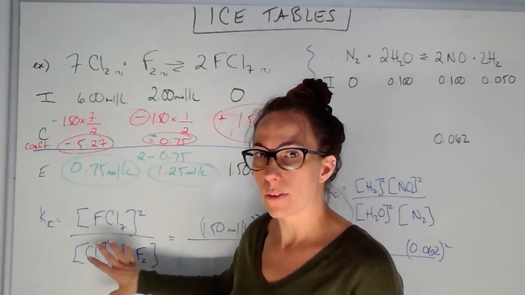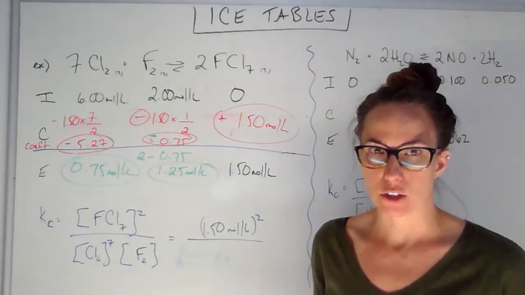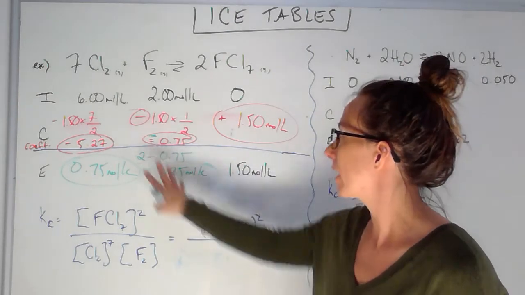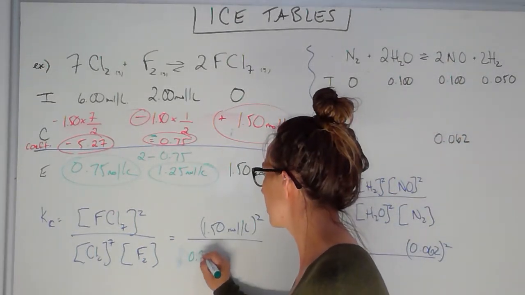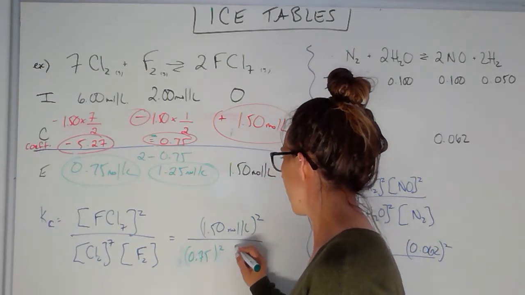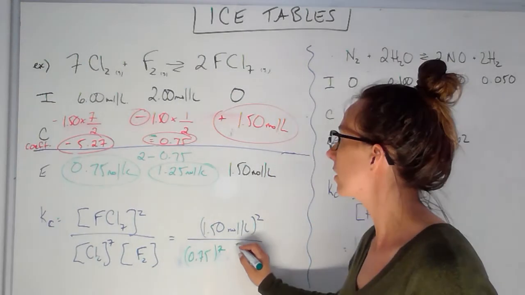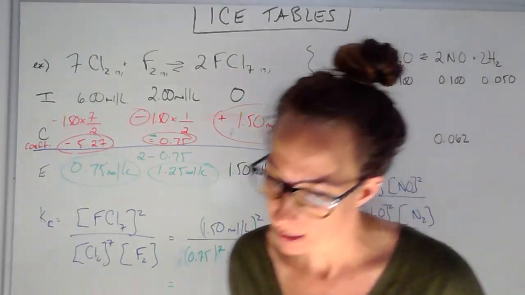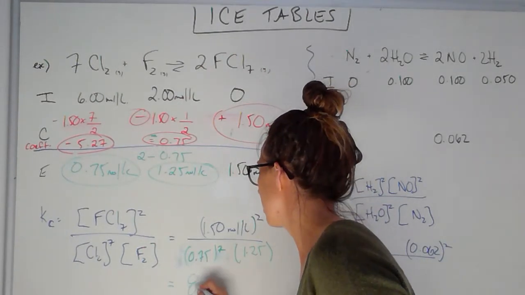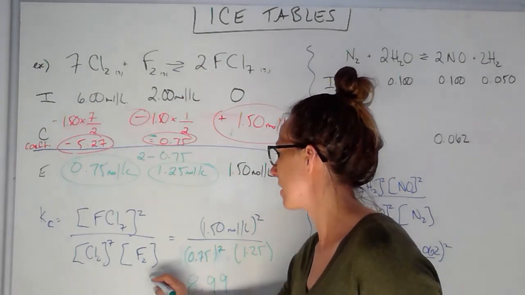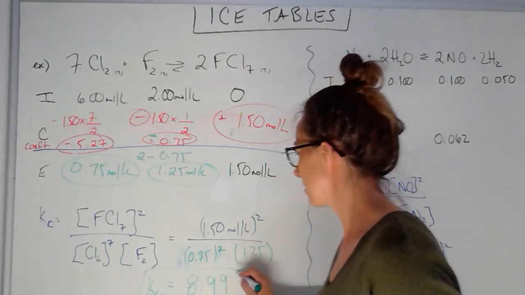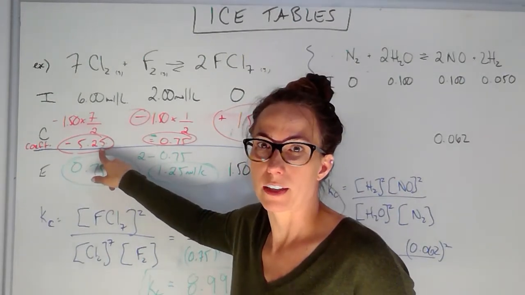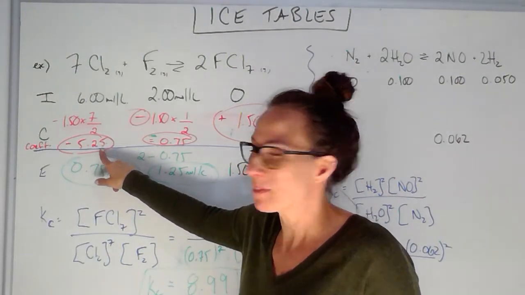So the only thing that can go in this expression are equilibrium concentrations in order to find my equilibrium constant. So I already had that one, but now I have these two. My chlorine is 0.75, and I'm going to raise that to the 7, and this is 1.25. And so tappity tap that in your calculator, and you should get 8.99 is my K value for this expression. Okay, this is a 5. I just misread my handwriting. Okay, so that is 2.5.